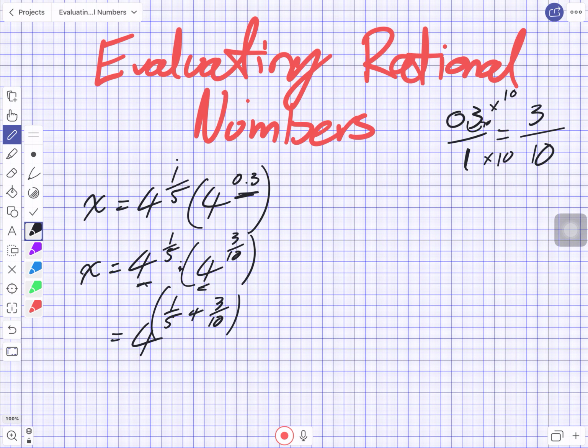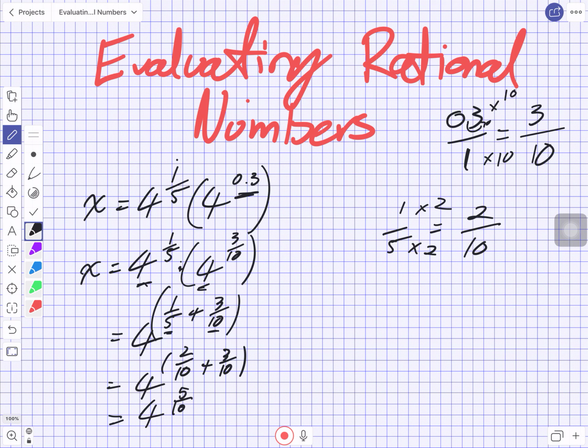Now, to add fractions, we need a common denominator. This is base 10, this is base 5. Luckily, you might recognize really quickly that base 5 can be turned into base 10 by just multiplying by 2, so we'll get 2 over 10. So we get 4 to the 2 over 10 plus 3 over 10, and that's going to give us 4 to the 5 over 10.